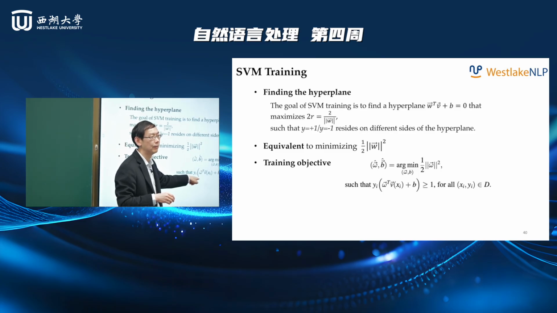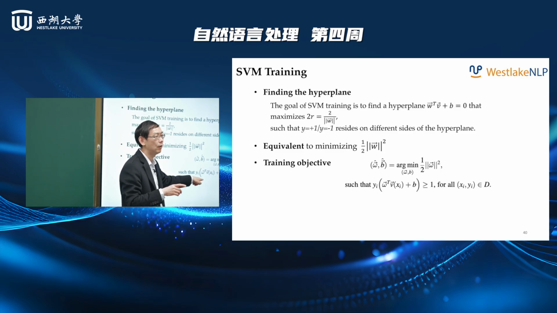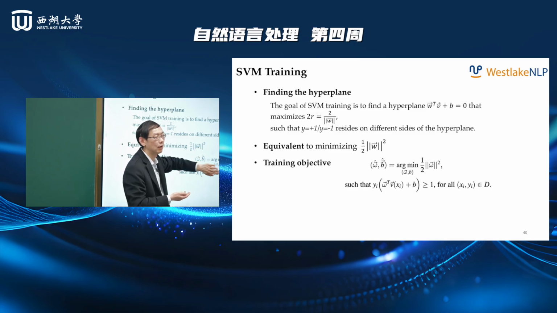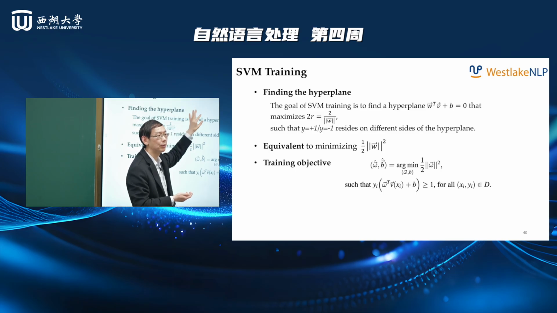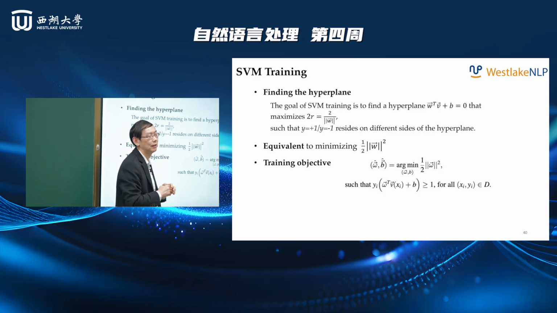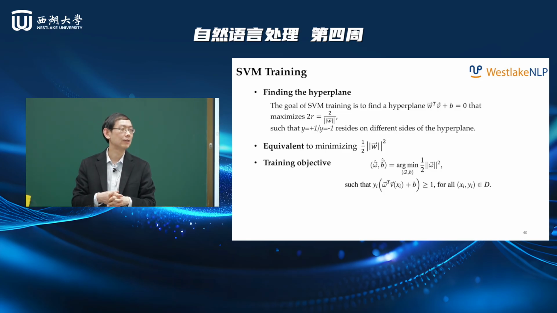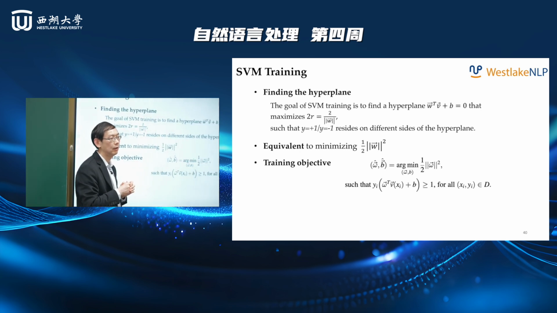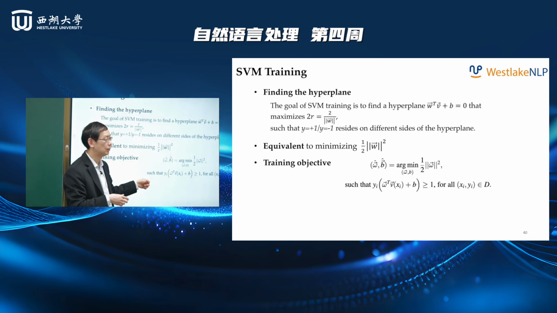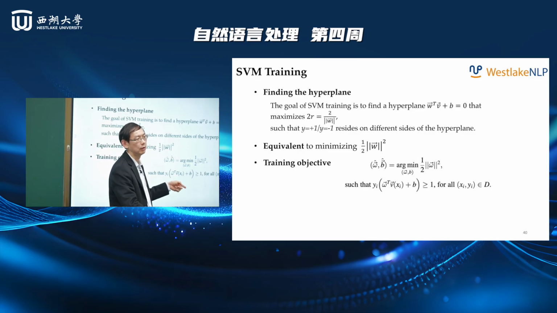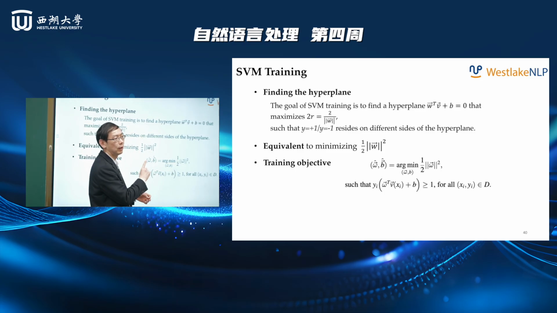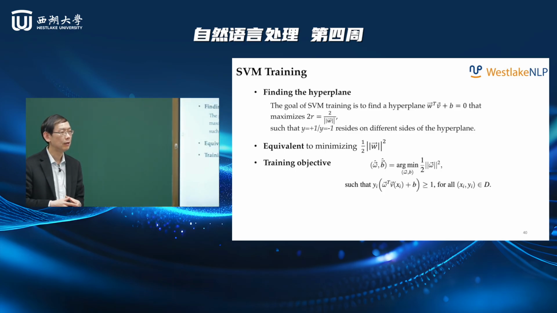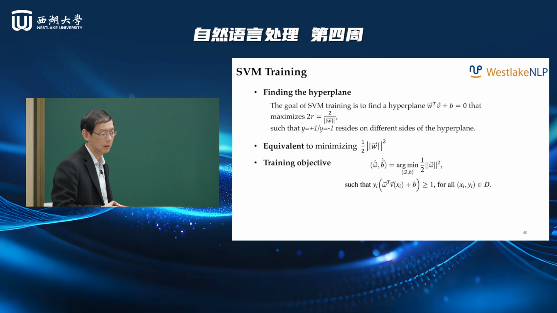Which means that on one side, when the class label is positive, say y is +1, all these dots have wx plus b greater than 1, because the support vectors have 1, so all the other vectors are further from the hyperplane. It must be greater than 1. For all the negative ones, wx plus b must be smaller than -1, because the support vectors are at -1, so the others are further from the hyperplane. So this is SVM. A quick review.